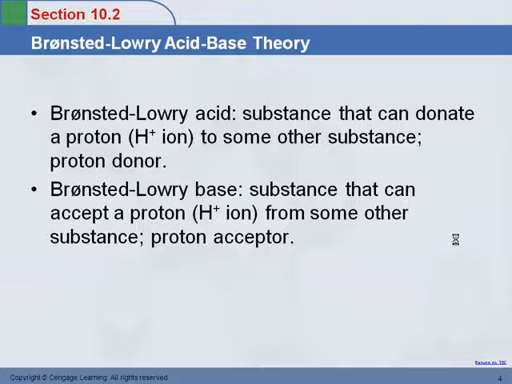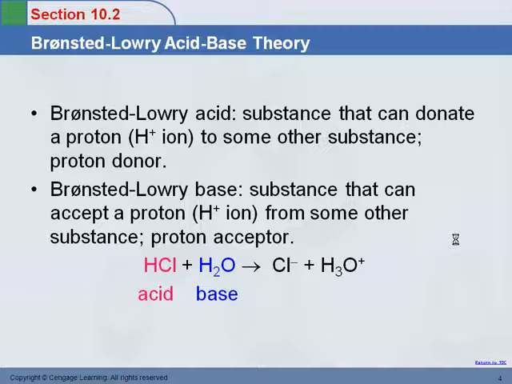We're not just looking at a formula and deciding whether something's an acid or a base. In fact, in order to decide whether something is an acid or a base using the Bronsted-Lowry theory, we need a chemical reaction because we need to see who's donating H's and who's accepting H's. And when we look at this reaction here, we see that the HCl has H's.